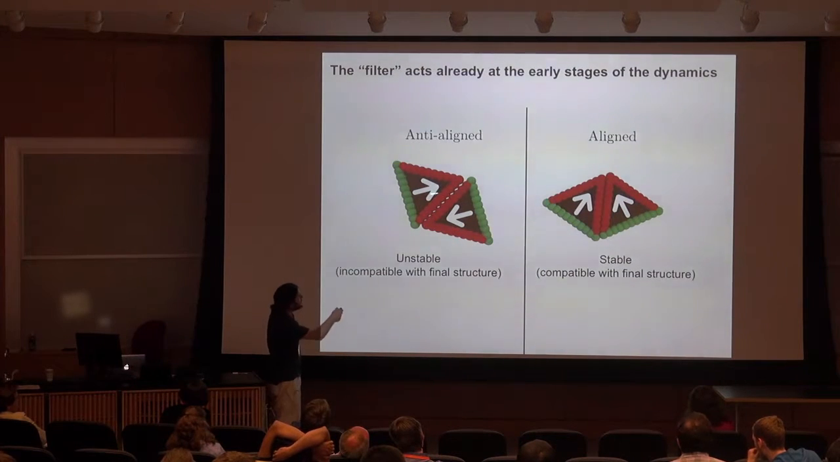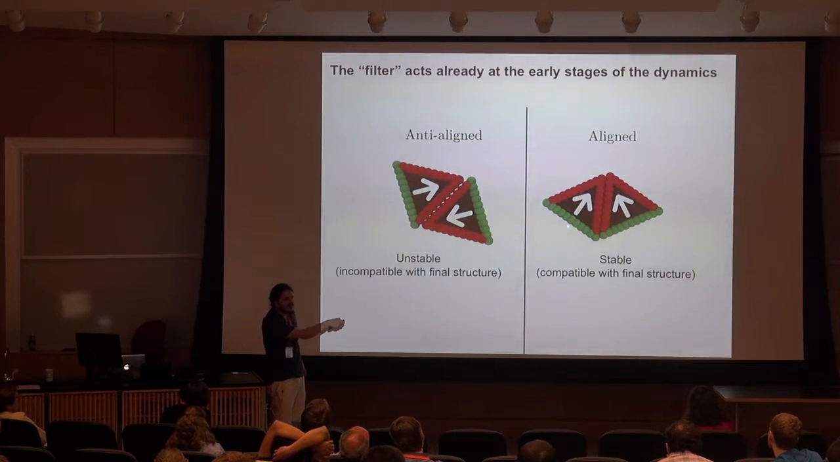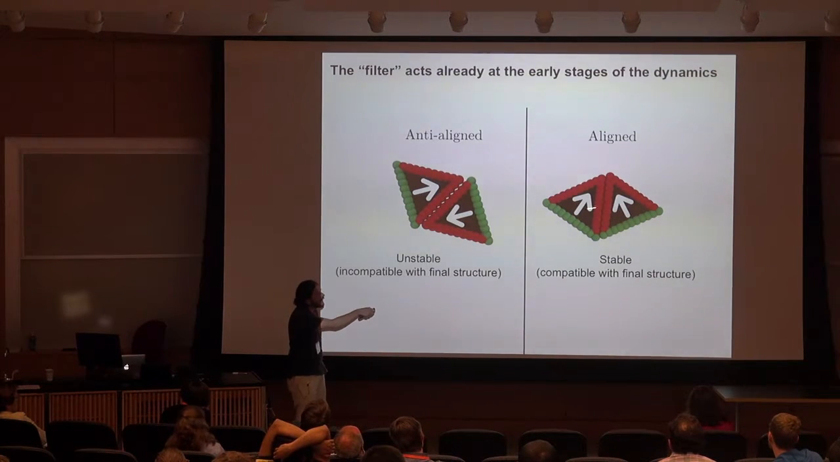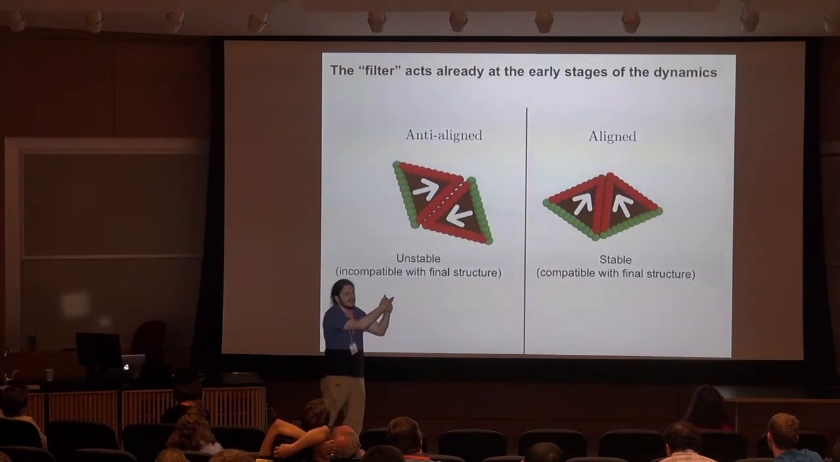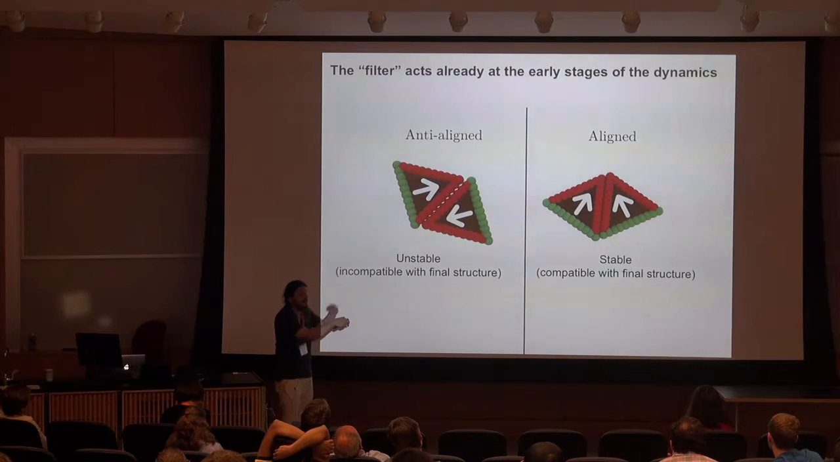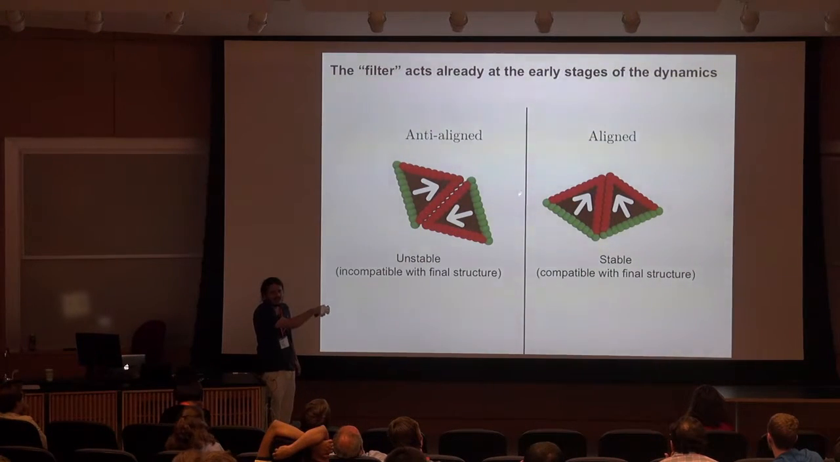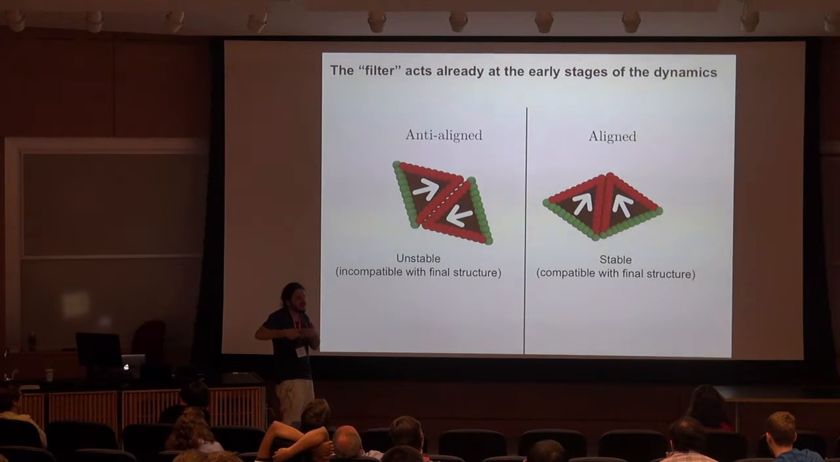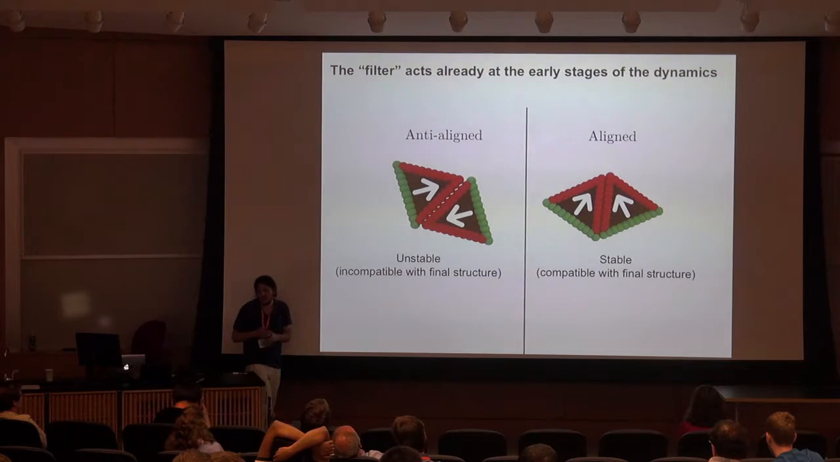But that's not the end of the story, because it doesn't just act at that level. If you take two nanoparticles that are approaching in this direction, again, whether you have an attraction between them or not, they're going to feel an attraction due to the active forces. You're going to be pushed against each other, and they're going to move together. And this is a structure that is compatible with your final structure. On the other hand, if they arrange this way, the shear force is just going to break you apart. So you have this selection that is acting already on the early stages of the dynamics. That's why it's actually very, very fast.